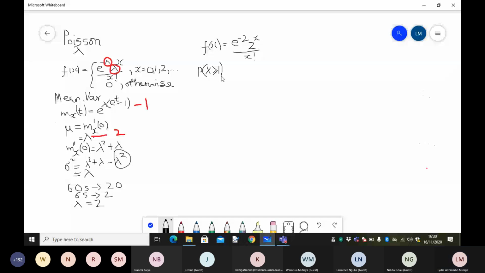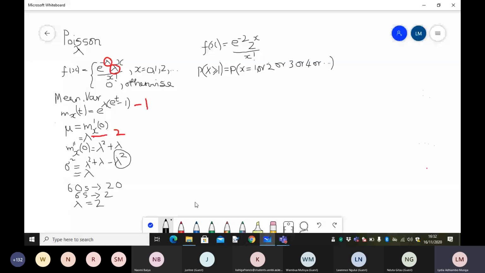So we can rewrite this as probability that the number of cars will be either 1 or 2 or 3 or 4 and so on. And it can go on indefinitely, at least one car or more. Of course, we know that an infinite number of cars cannot pass through that point, but from the question, they are saying at least one car or more.